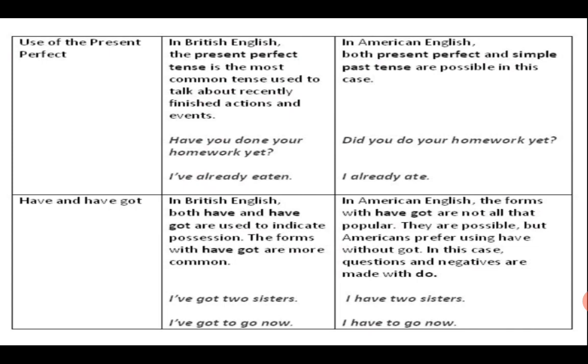So let me give an example. I have done my homework. I'm using present perfect to talk about recent actions. So it's used by Britishers, whereas Americans use present perfect and simple past to talk about recent actions. I have completed my homework, or I completed my homework.